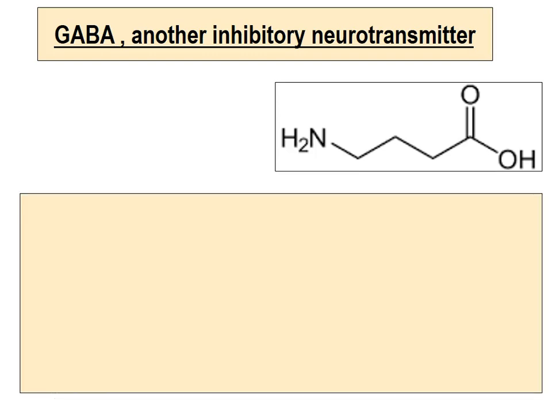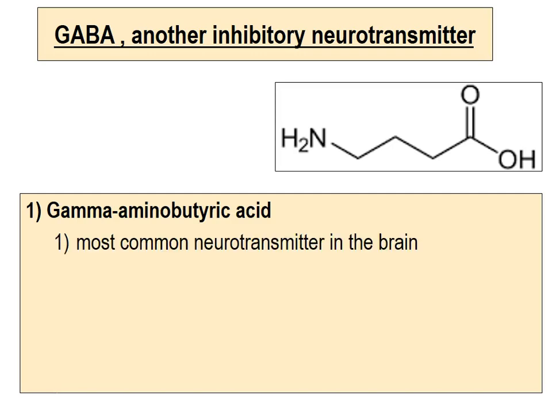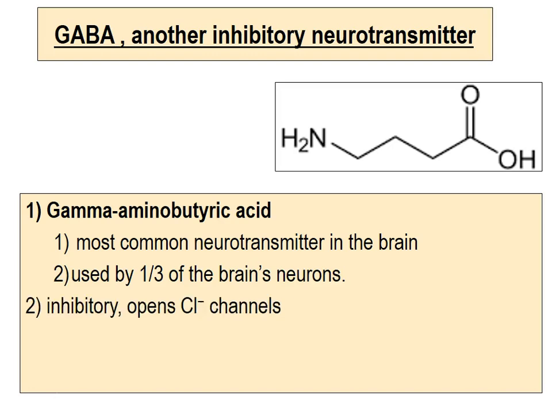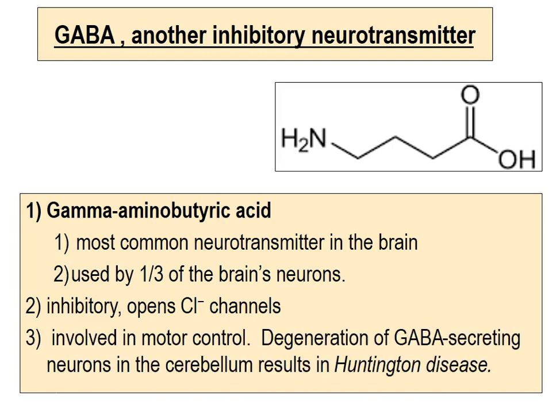There's a picture of it there, also known as gamma-aminobutyric acid. This is the most common neurotransmitter in the brain, used by about a third of the brain's neurons. It's also inhibitory, by opening chloride ion channels. And this one is involved in motor control, so we're talking about movement here. Huntington's disease has been found to be associated with a degeneration of GABA-secreting neurons in the cerebellum.